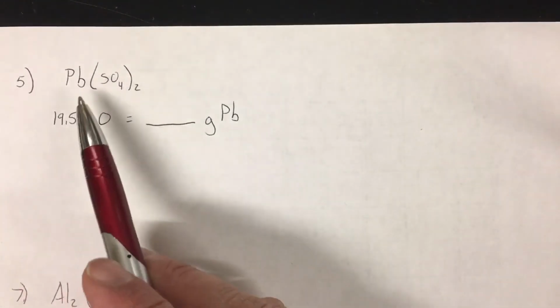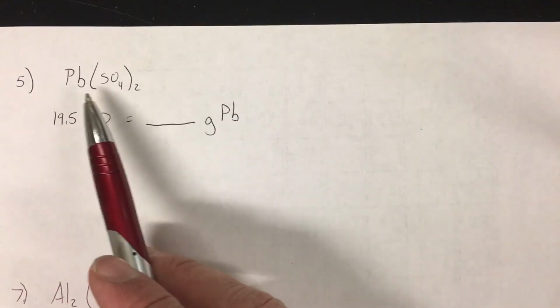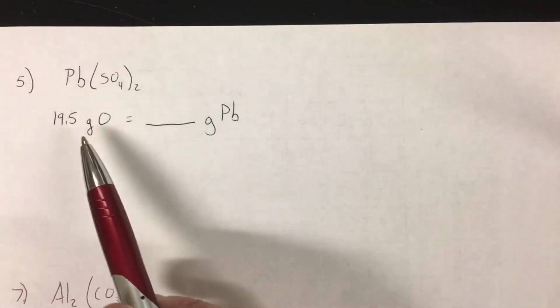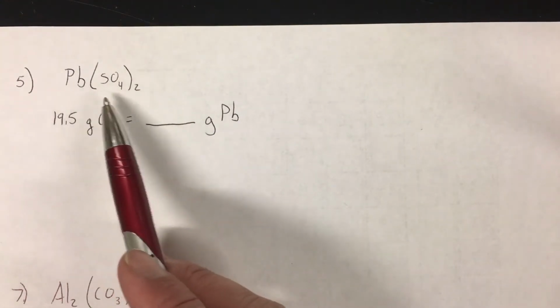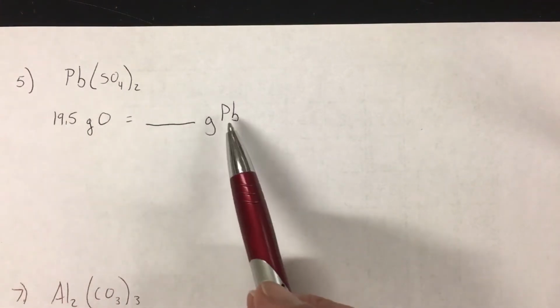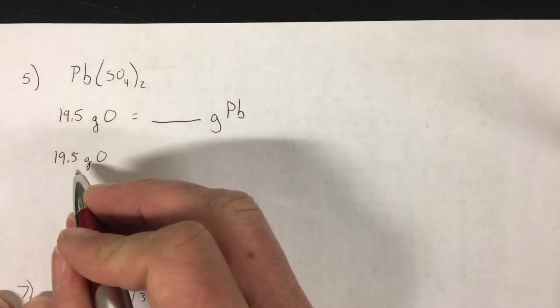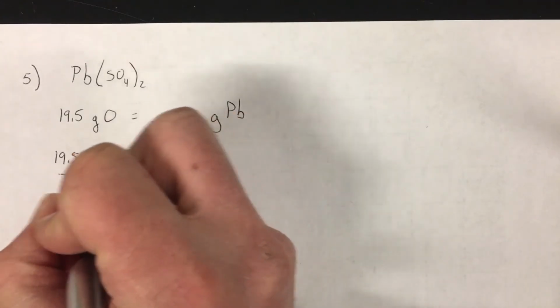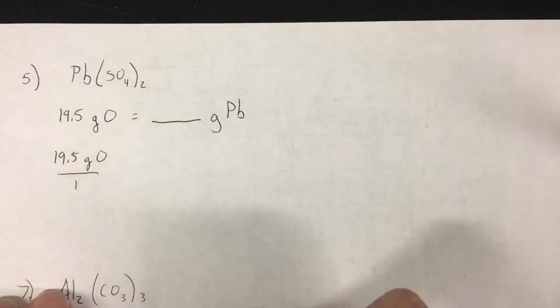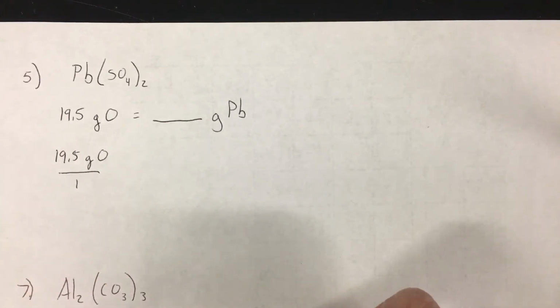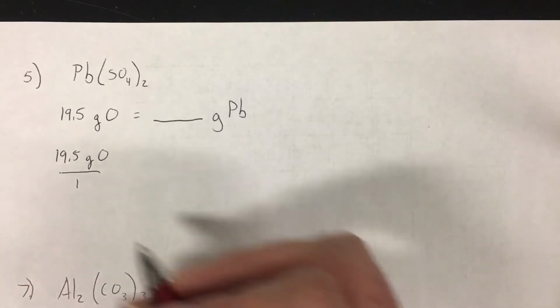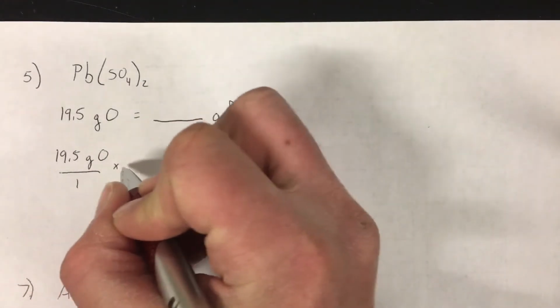Number 5, we've got PbSO4, so it's lead 4 sulfate. You're given a situation where you've got 19.5 grams of oxygen within a sample of lead 4 sulfate, and we want to know how many grams of lead we would have. So we're going to take the given amount and make sure you always give it the complete label. Don't just shortchange yourself trying to save some time by not labeling. It catches up with people, and that's 99% of the time how people make mistakes on this stuff. So 19.5 grams of oxygen.